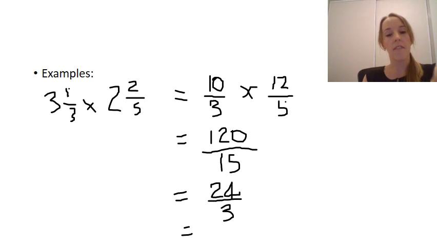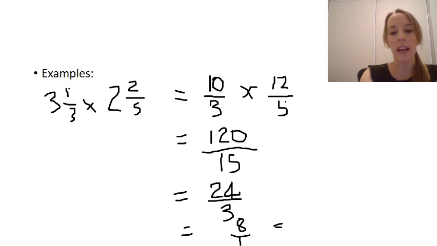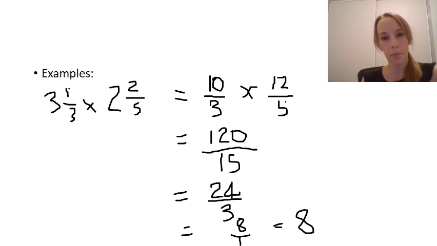We can actually even simplify that further and divide both by 3. So 24 divided by 3 is 8, and 3 divided by 3 is 1. So when we have a fraction like that, we can just rewrite it as 8. Anything over 1, we just drop the denominator and keep the numerator. So 8 whole. So 3 and 1/3 times 2 and 2/5 will give us an answer of 8.